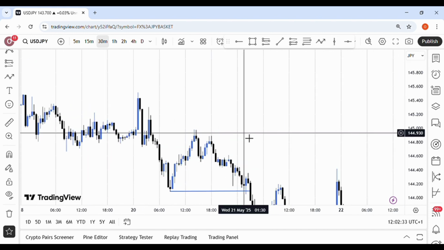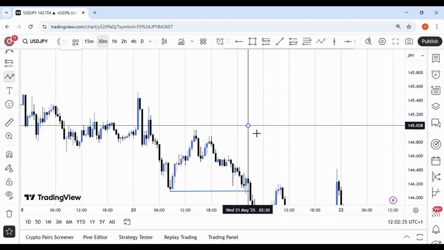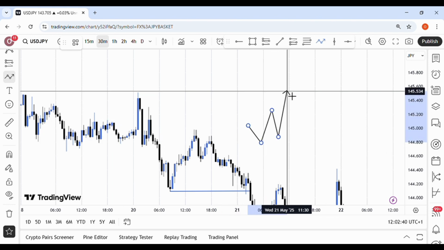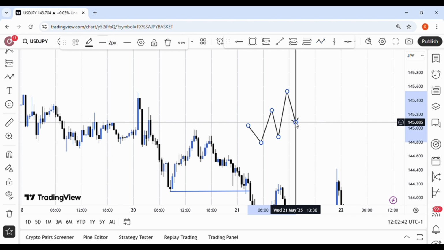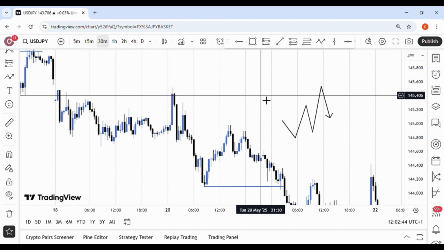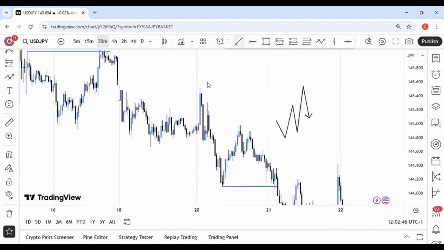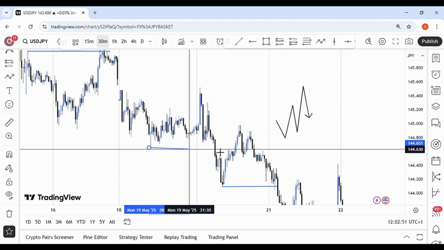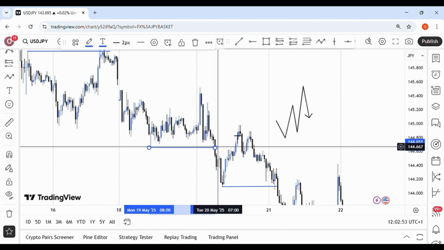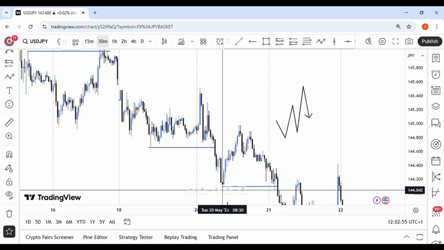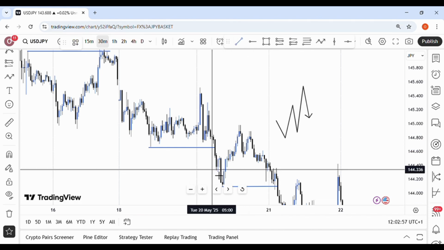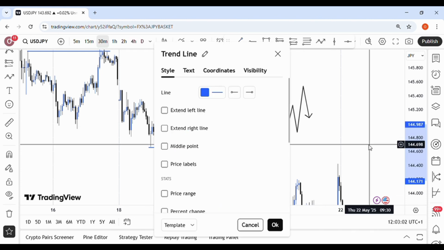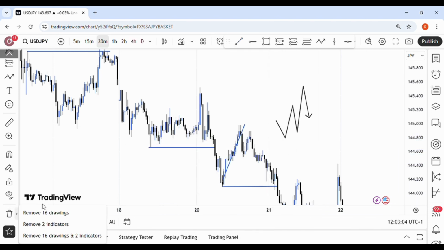Okay, let me use an illustration. This is a break of structure and this is our pullback. That is how markets move. You understand? Any break of structure must be followed by a pullback. So this is the break of structure here, and this is our pullback here. These are pullbacks. You can see this now. I hope you can understand everything I just said clearly.